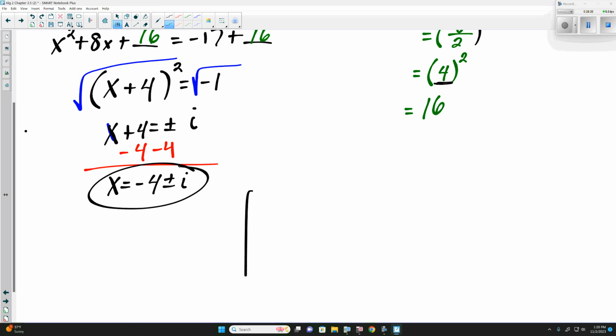Now there is one other method that works every time. So guys, let's focus up here. At the start of this chapter, I said there are 2 methods that work for solving any quadratic. One of them is completing the square. It works with any and all quadratics. There is a second one that's called the quadratic formula.